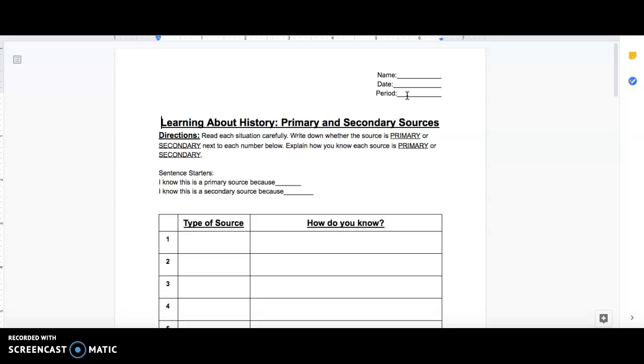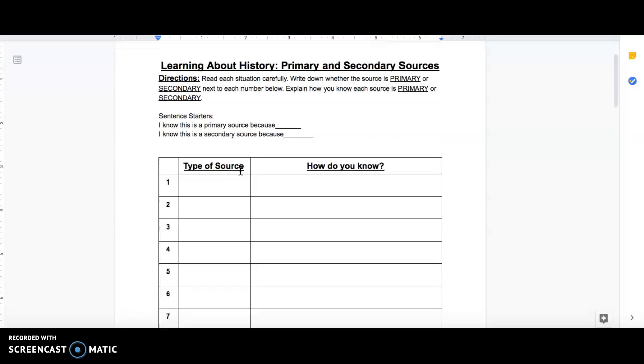The directions tell you to read each situation carefully. Write down whether the source is primary or secondary next to each number below. Then you're going to explain how you know each source is primary or secondary. And then we have provided sentence starters for you to help you start explaining how you know whether each source is primary or secondary. So let's break down the directions.